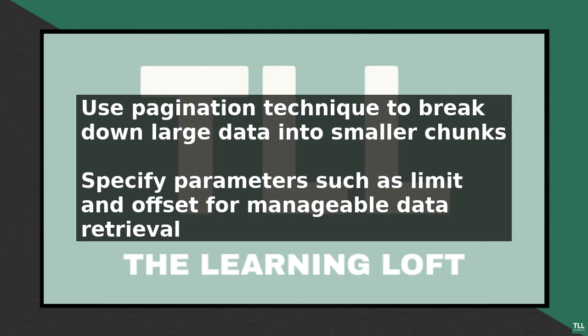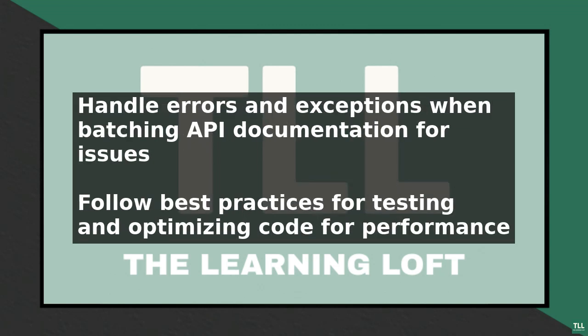It is also important to handle errors and exceptions when batching the API documentation. The Bill.com API returns error codes and messages to help you diagnose and resolve issues, such as authentication errors or invalid parameters. Best practices for batching Bill.com API documentation include testing your code thoroughly, using logging and debugging tools to identify issues, and optimizing your code for performance and efficiency.